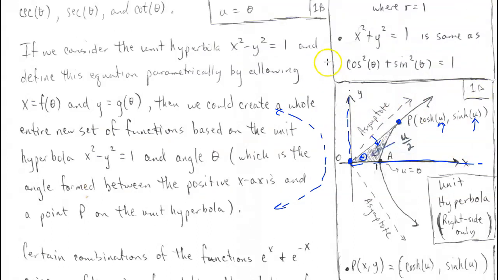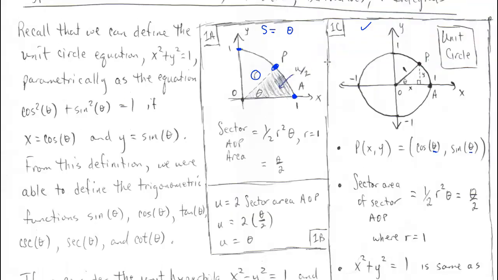Now, how it's similar to trig functions here is that whenever we are dealing with the unit circle, we see that this value u here is actually the same thing as the arc length, which is the same as the angle. And all that just so happens to work because, again, we're working with the unit circle there.